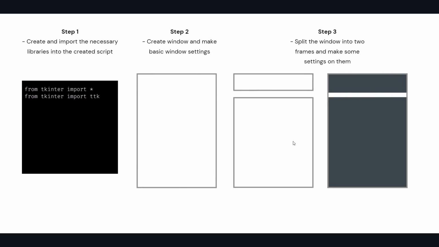In step 1, we are going to import Tkinter. In step 2, we are going to create a window and make basic window settings. I did that already. I'll show you how we can do that. And now we are going to split the window into 2 frames and make some settings on them. And this frame will handle the calculations, and here you are going to see the buttons which are there, and you are going to see that in a minute.